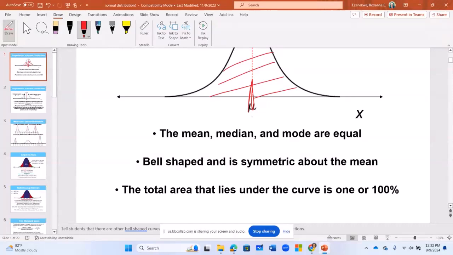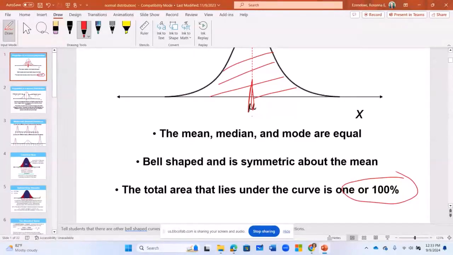Okay, so the right side of the mean is 50%, the left side of the mean is 50%. The total area that lies under the normal curve is 100%. So we said that. These are the properties. We are reviewing the properties.